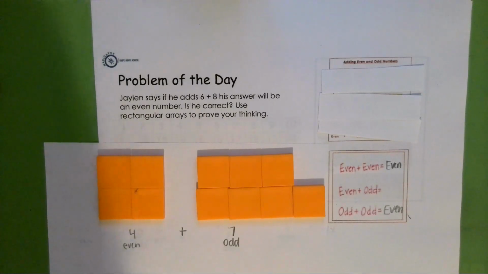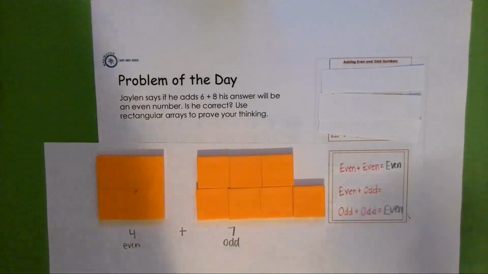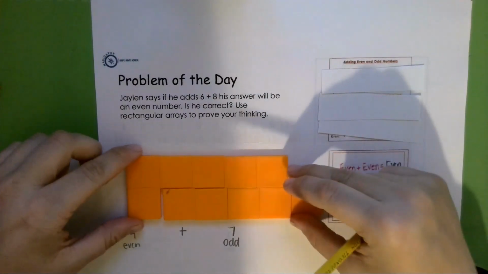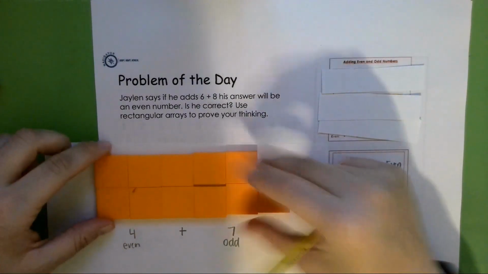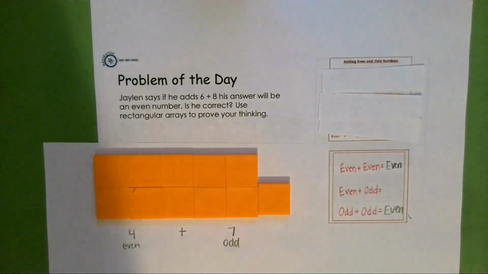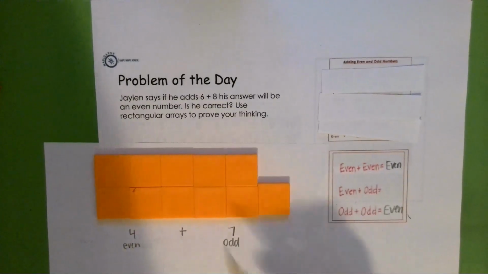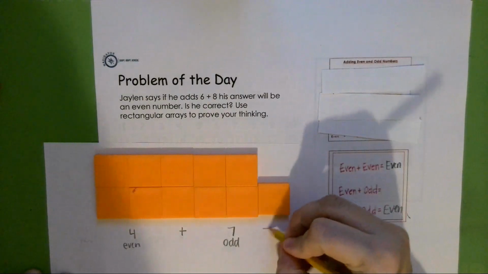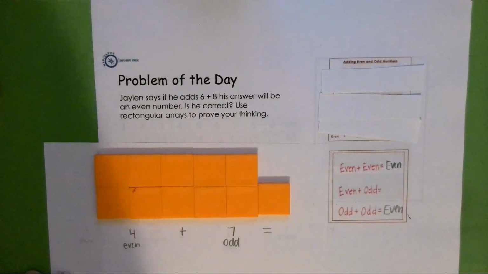When I put these tiles together, will it make an even or odd number? I bet you said odd. Why did it make an odd number? Say your answer out loud. I bet you said it made an odd number because there is 1 left over that doesn't have a pair. So now we know that 4 plus 7 equals?